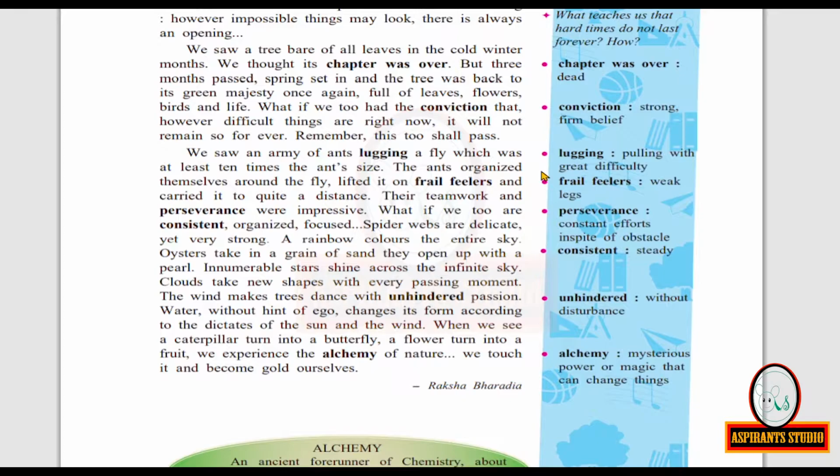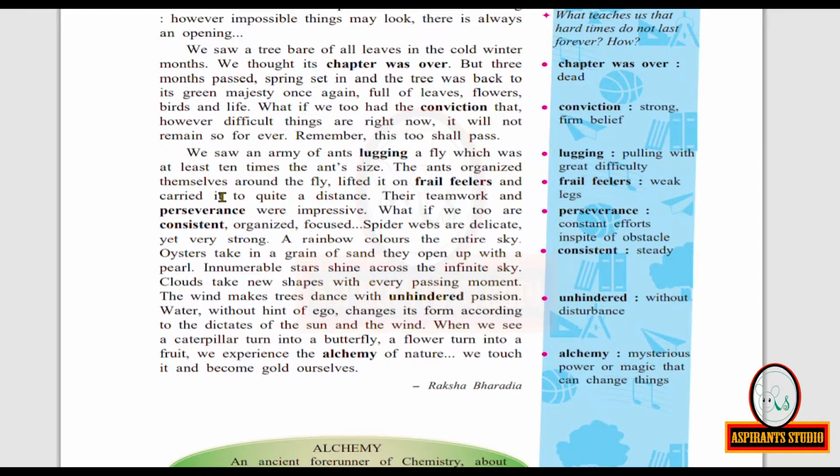We saw an army of ants lugging a fly, which was at least 10 times the ant's size. The ants organized themselves around the fly, lifted it on frail feelers, and carried it to quite a distance. Frail feelers means weak legs. Lugging means pulling with great difficulty. So we saw an army of ants lugging a fly. Ants were pulling the fly with great difficulty, which was at least 10 times the ant's size.